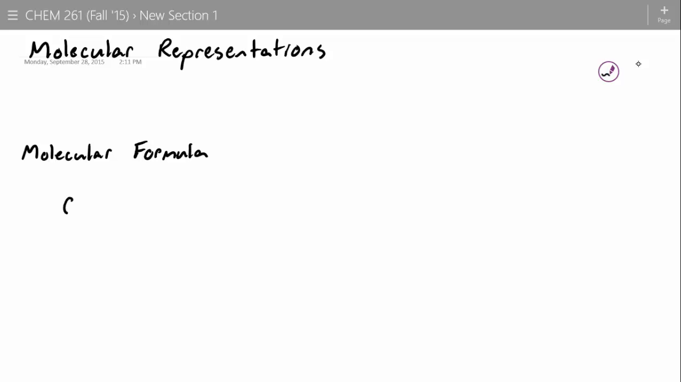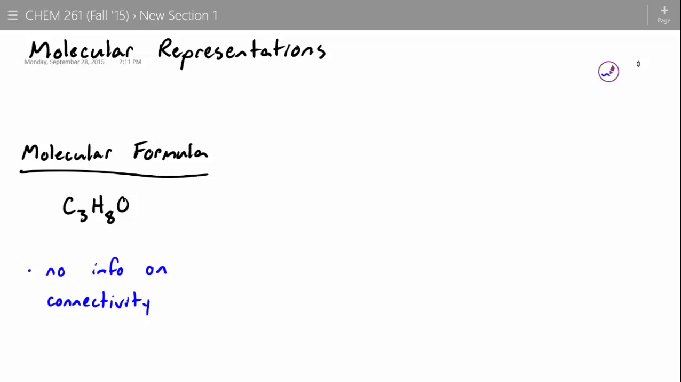So let's say I've got a molecule, it's C3H8O. That's one way of describing this molecule, right? Let me clean up that 8. But what's a downside to a molecular formula? Yeah, we don't know the actual layout of the carbon atoms. Is it branched? Is it linear? What's going on here? It gives you no information on connectivity. I really don't like seeing organic chemists working with molecular formulas. It doesn't tell you enough about the molecule.